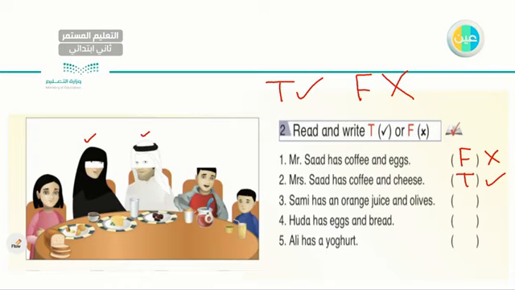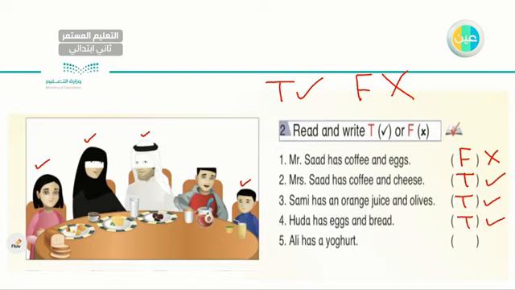Number 3, Sammy has an orange juice and olives. This is Sammy. What do you think? True or false? It is true. I can see some olives and orange juice. How about Huda now? This is Huda. Huda has eggs and bread. Now let's look at the food in front of Huda. Does she have eggs and bread? Actually, she does. So this is also true.